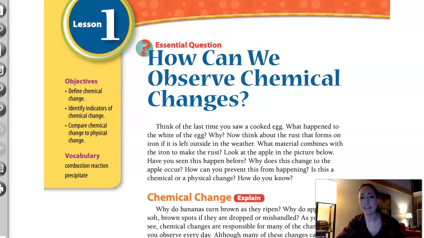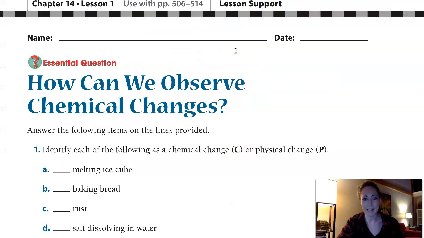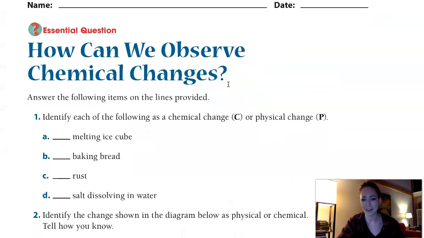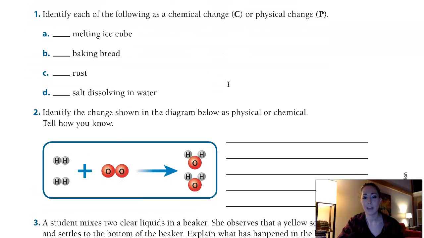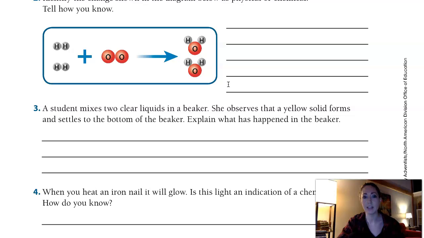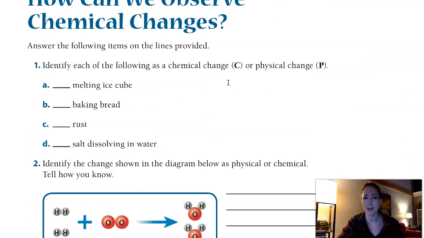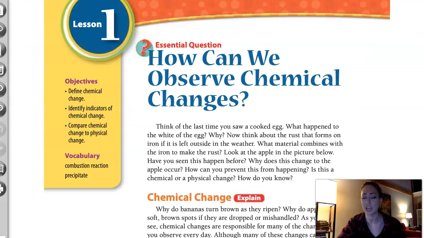All right, but this is how can we observe chemical changes, and this chapter accompanies this sheet. So you should have this in your packets. How can we observe chemical changes? This is something we've touched on off and on all year long, chemical and physical changes, and it's such a big part of chemistry. Hopefully this should all be like, oh yeah, I remember we talked about this.